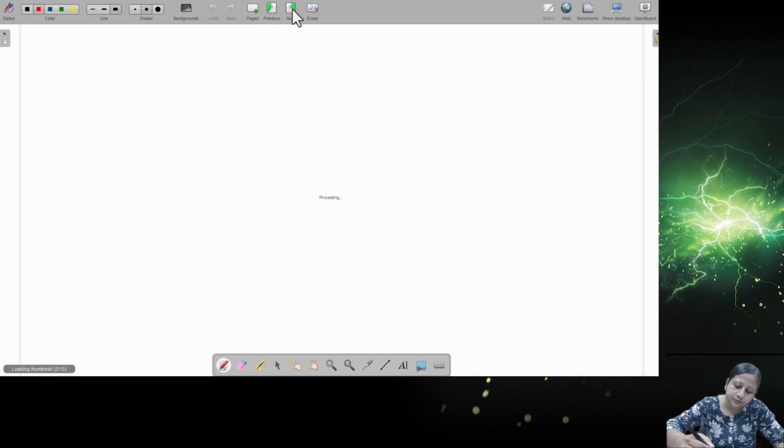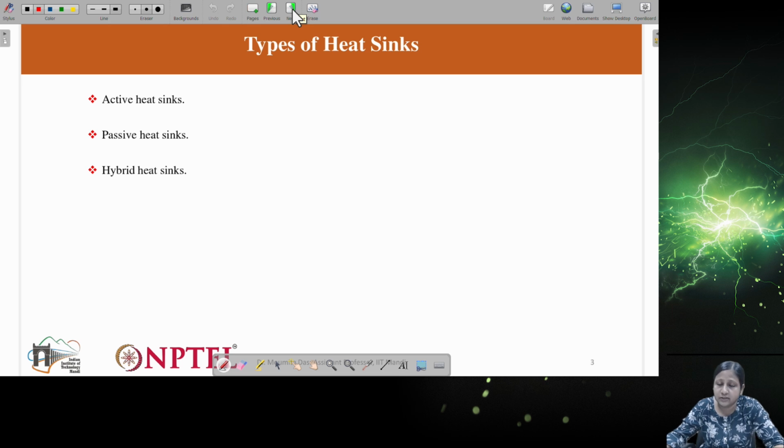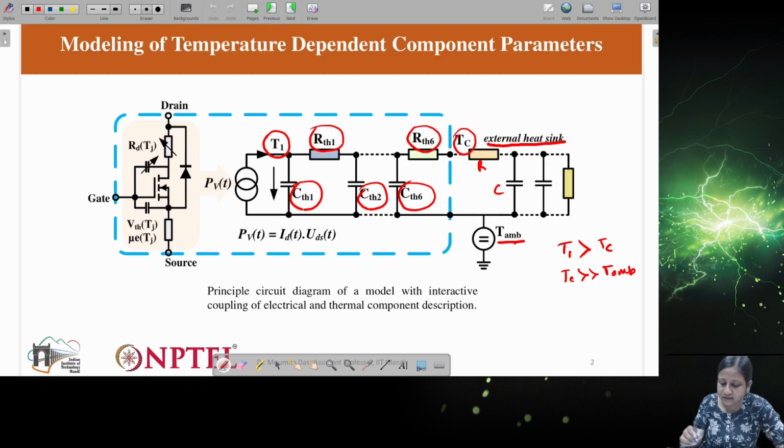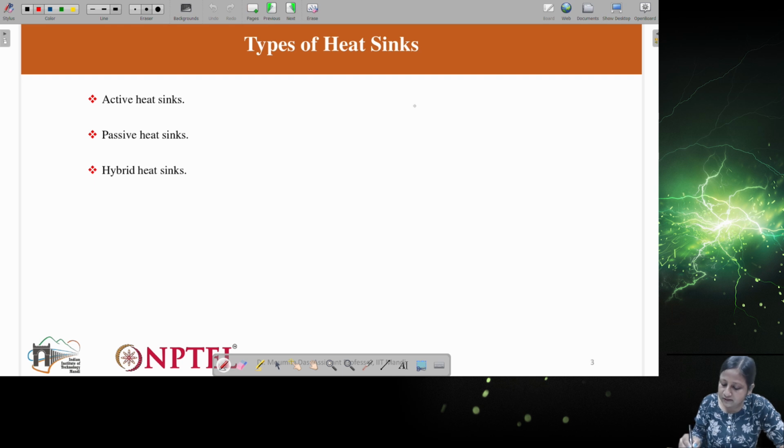Now you can see there are different types of heatsink: active heatsink, passive heatsink, hybrid heatsink. The passive heatsink is basically a fixed kind of device, which you can see in the previous diagram as a combination of resistance and capacitance. If I consider this passive heatsink, along with the device this heatsink will be fixed. Generally you have probably seen heatsinks with different thicknesses and different airflow.